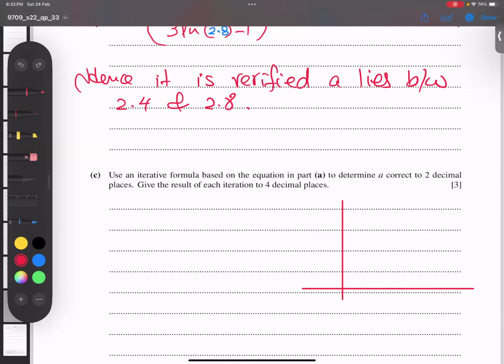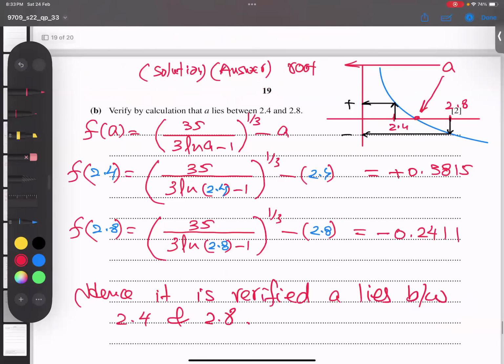So this is the verification. But if the curve cuts this way or this way, when it cuts, one value is positive and one value is negative. I believe you got my point. So whenever the sign changes, it gives us the clarity that this curve cuts the x-axis, so its roots, meaning the answer, or the value of a, lies between these two numbers.